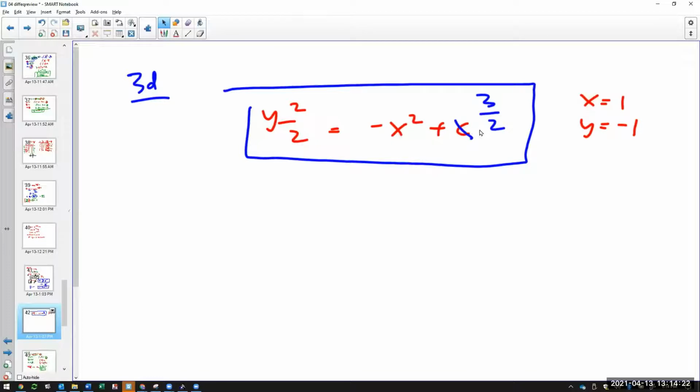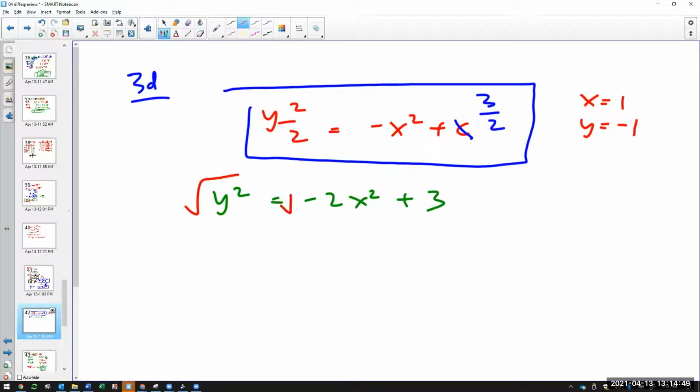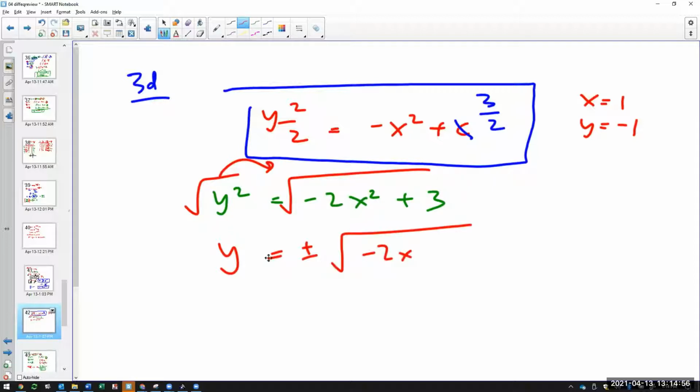So how are you going to get rid of this 2 and get rid of the square root? How about we multiply by 2 first? Just one step at a time. So you get y squared equals -2x squared plus 3. You with me so far? When you square root this, you're going to get a plus or minus because you're square rooting a y squared. So this will be plus or minus the square root of -2x squared plus 3.